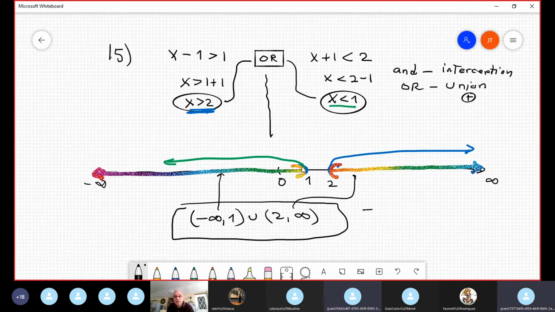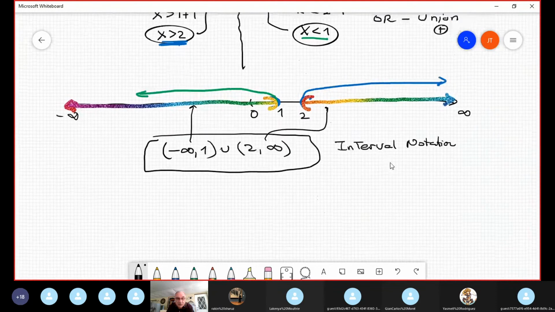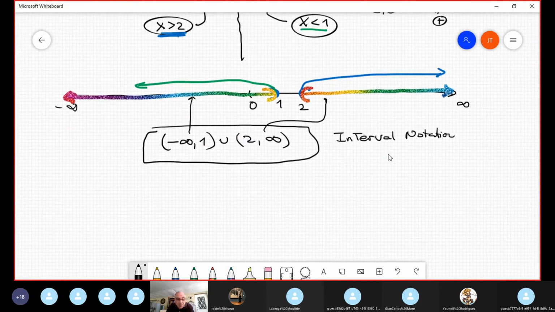Question? Yes, but don't interrupt me. Interval notation, but you can also represent this in another way. This statement is equivalent to saying, in set-builder notation, curly bracket x such that, so you copy both. It doesn't matter the order. The order is not important. x greater than 2 or x less than 1. And that's it. Come on, question.